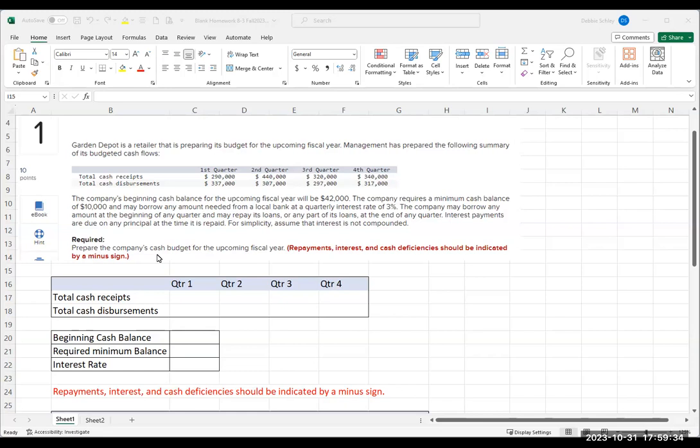Required: prepare the company's cash budget for the upcoming fiscal year. Repayments, interest, and cash deficiencies should be indicated with a minus sign. So make sure when you're entering this in to McGraw-Hill that if it's a negative, then you put a minus sign in front of it. So the first thing I'm going to do is pull out all of the data.